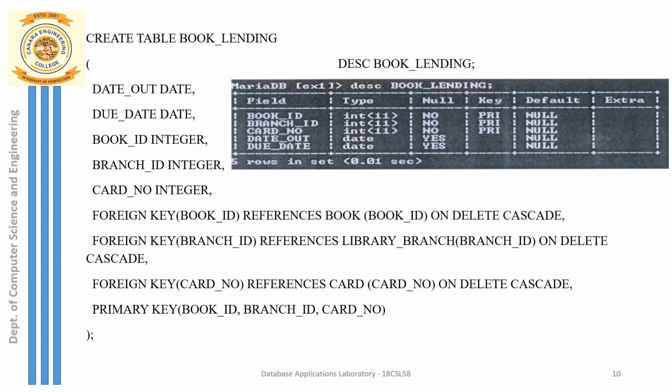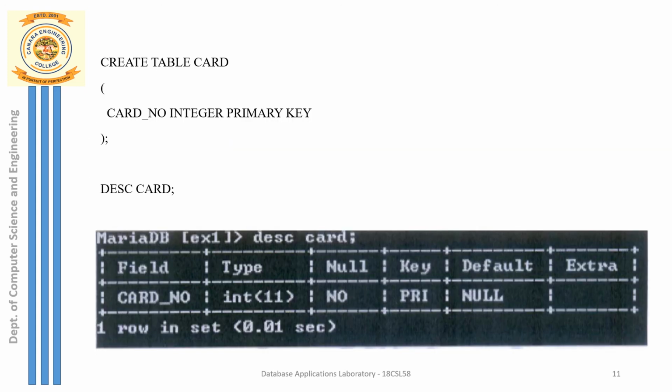Once this is done, see what the primary key is. Our primary key is again the combination of book ID, program ID and card number, all three combined. No two rows containing the same book ID, branch ID and card number should be the same. That means every row containing these three values should be unique in nature. That is the primary key that we have. So please create this card table before the book lending table.